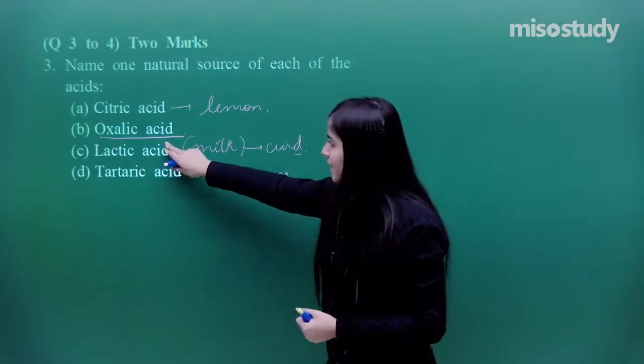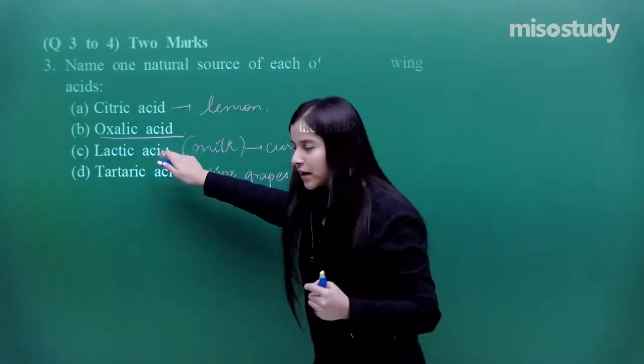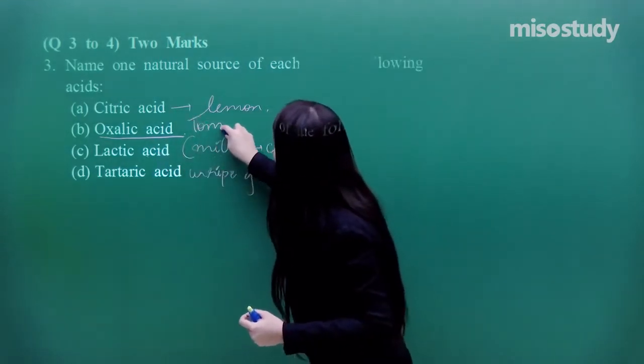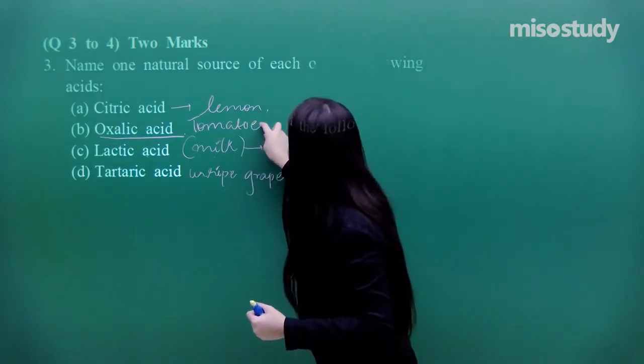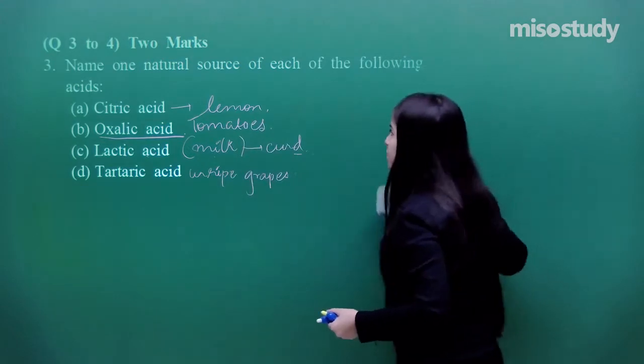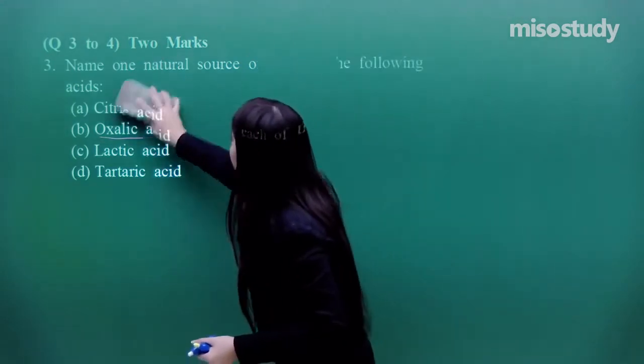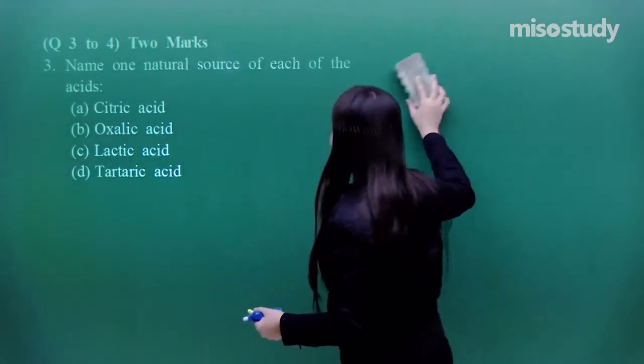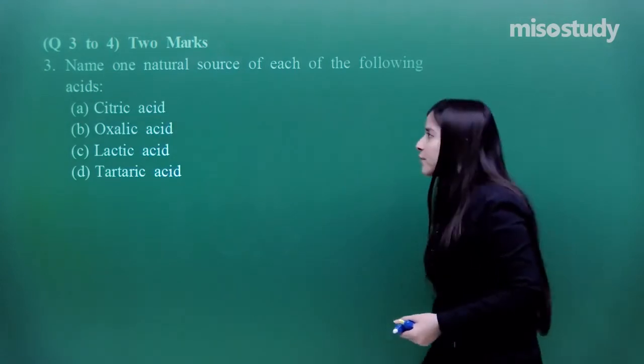Okay, so the oxalic acid, where is it? It is found in tomatoes. Okay. Fine. Now let's move on to the next question. Since this was a 2 mark question, each part will be given half a mark if you get it right.